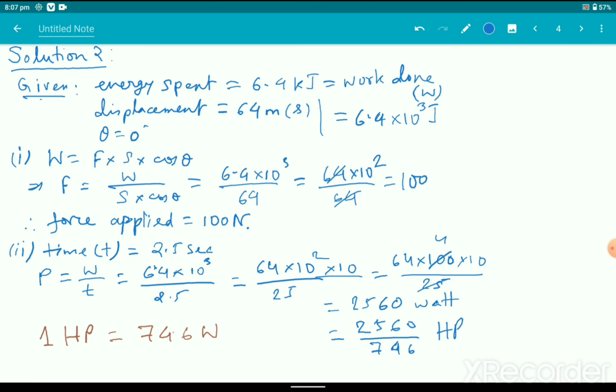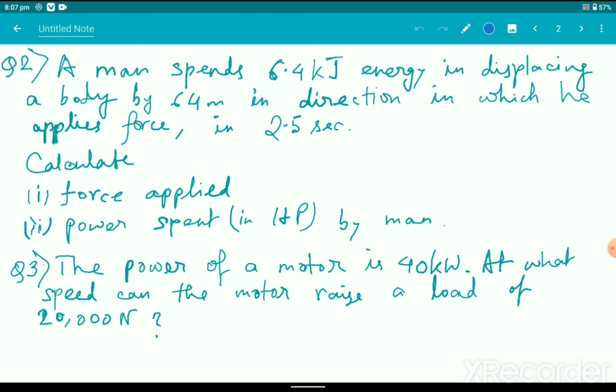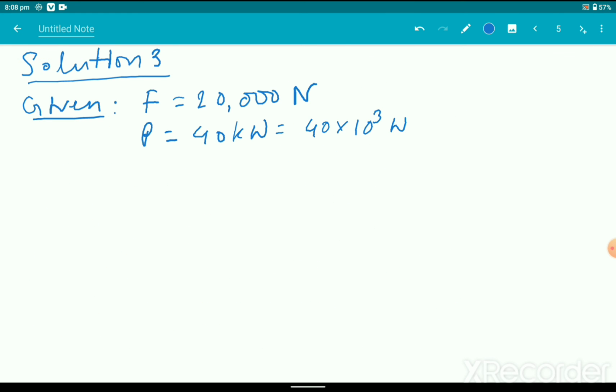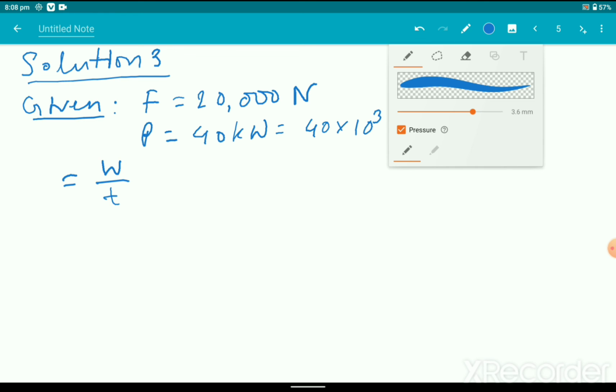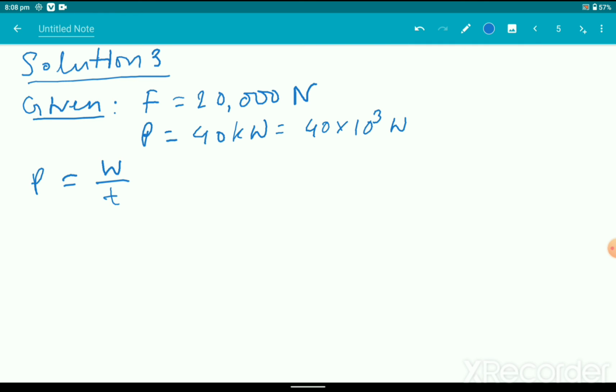What we have to find out, let me see once again. We have to find out at what speed. It has been asked at what speed, so we have to find out the speed, isn't it? So what formula can you use here? You know that power is equal to work done by time. What is the formula for work done? The formula for work done is force into displacement. If we consider the force to be in the direction of the displacement, then cos 0, so F into S.